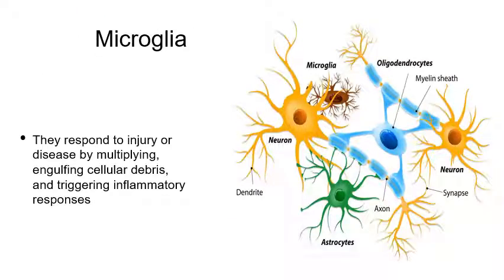Another type is the microglia. From the word micro, this is the smallest type of glial cell. In this picture, the brown one is the microglia. They respond to injury or disease by multiplying, engulfing cellular debris, and triggering other inflammatory responses. So basically, they support and nourish the neuron.